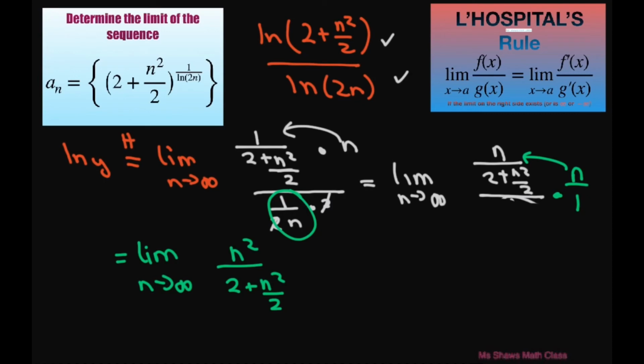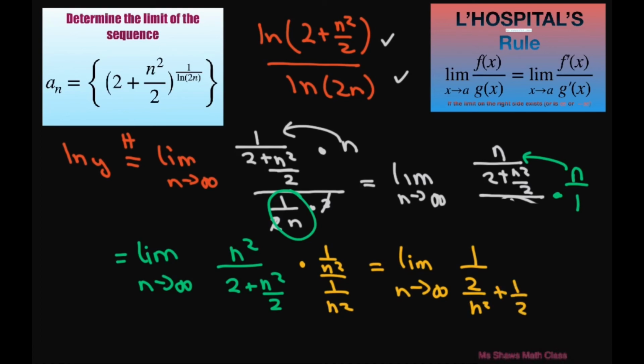Now, to simplify, let's divide each piece by n squared, or we can say I'm going to multiply by 1 divided by n squared. That's going to give you the limit as n approaches infinity of 1 divided by (2 divided by n squared plus 1/2). Now this piece here, 2 divided by n squared, is going to go to 0 as n approaches infinity. So this just goes away, and you're going to get 1 divided by 1/2, which equals 2.